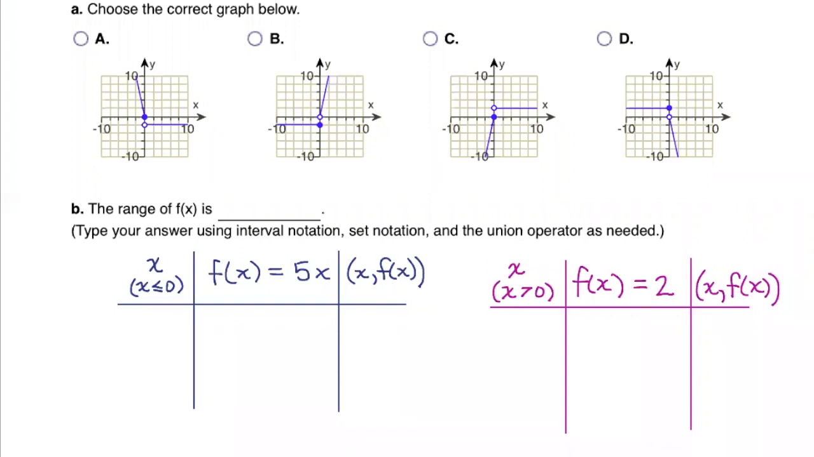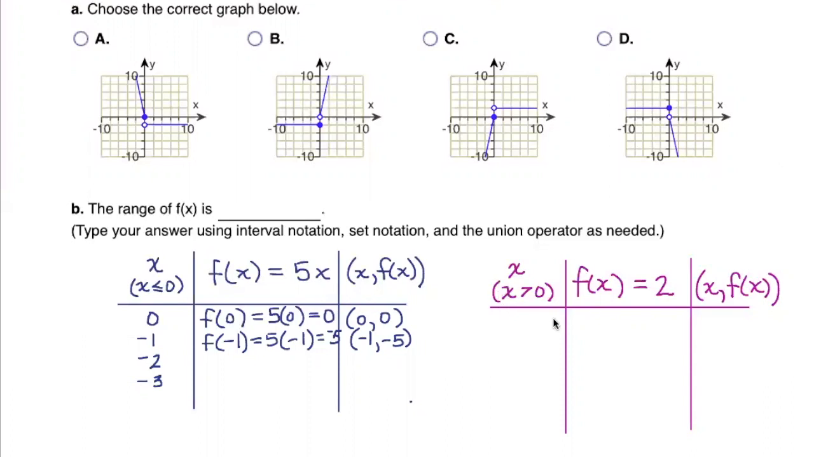I'm going to go to the first table, and the domain for this function was all x values less than or equal to 0. So I'm allowed to equal 0. I would use that as an input, substitute in the middle section, and then write the input and output together. There's my first point. I would continue doing this, choosing x values that are less than 0.